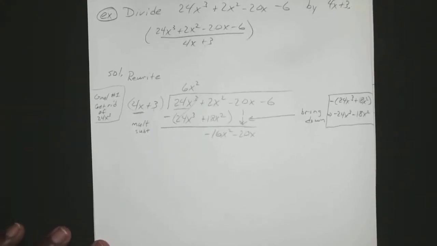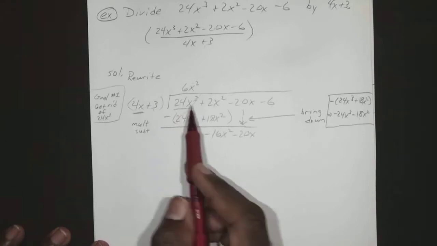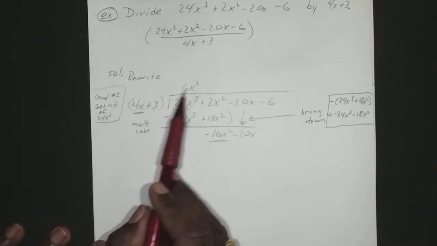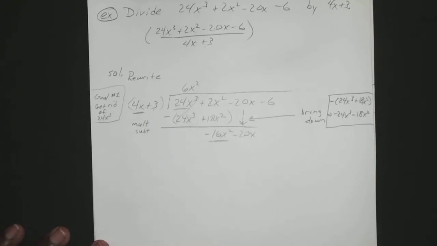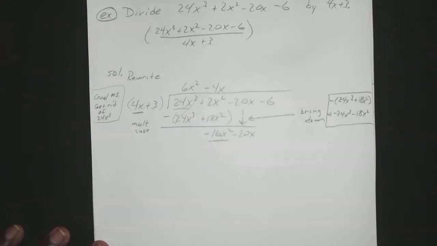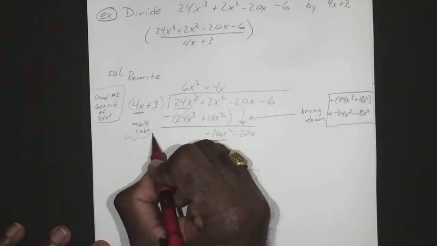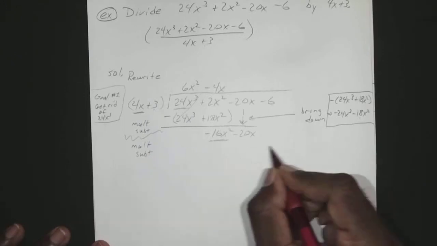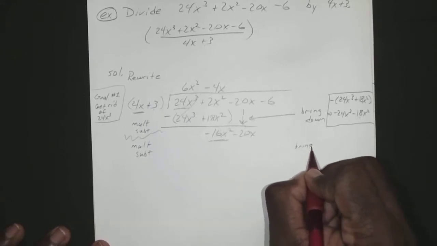Okay, so now we got rid of the 24x to the third. Now we want to get rid of that negative 16x squared. Which means we have to multiply 4x by something to give us negative 16x squared, which would be what? Yep, negative 4x. So you put your negative 4x right up there. Okay, and just like we did here, we're going to multiply, subtract, and bring down.